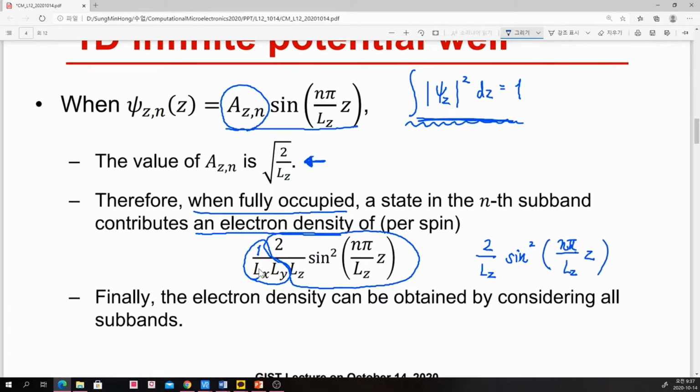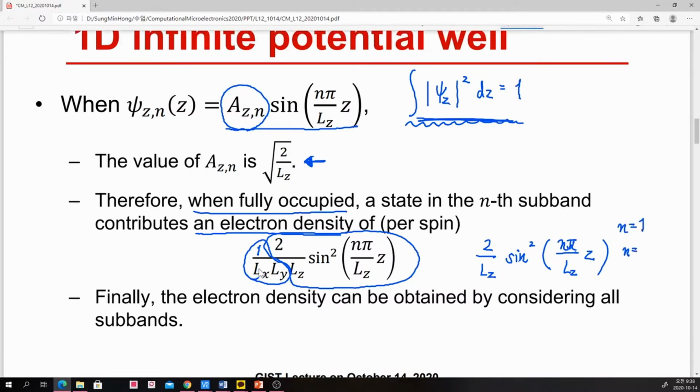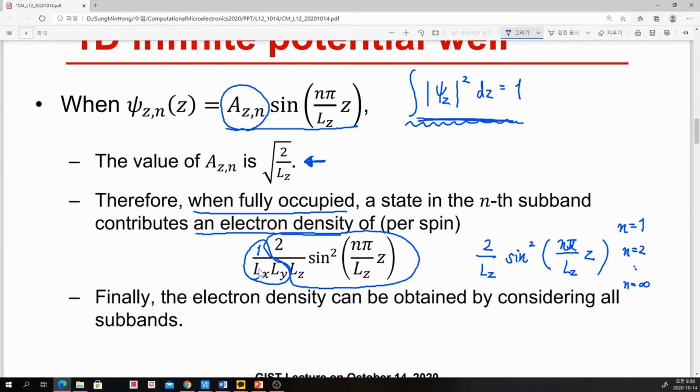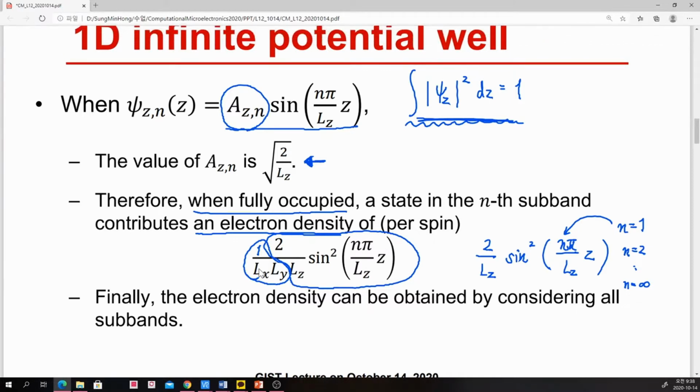I wanted to stress that if we have different n values, n1, n2, and so on, then it will show quite a different shape along the z direction. If we have just the n equal to 1 case, then we will have this form.